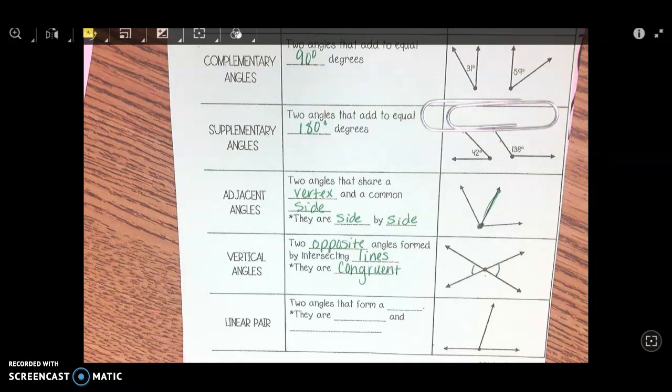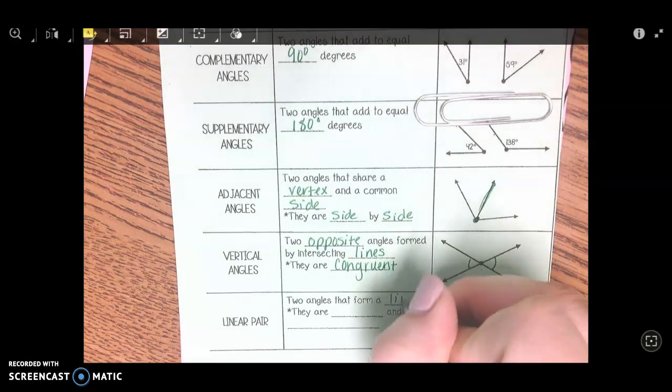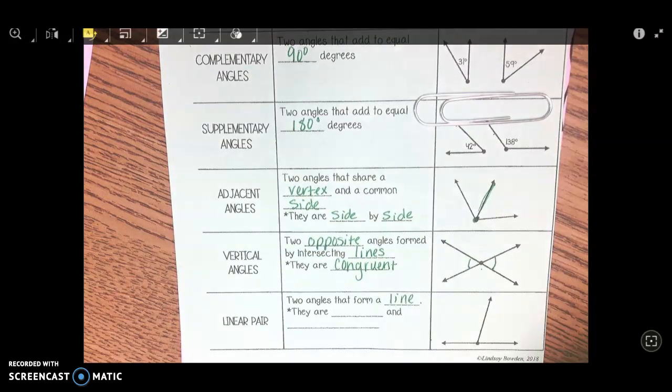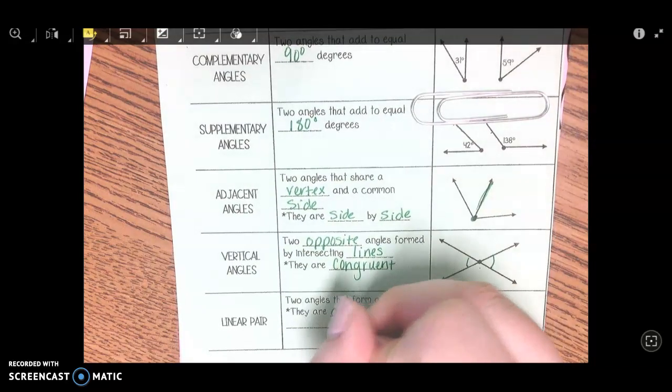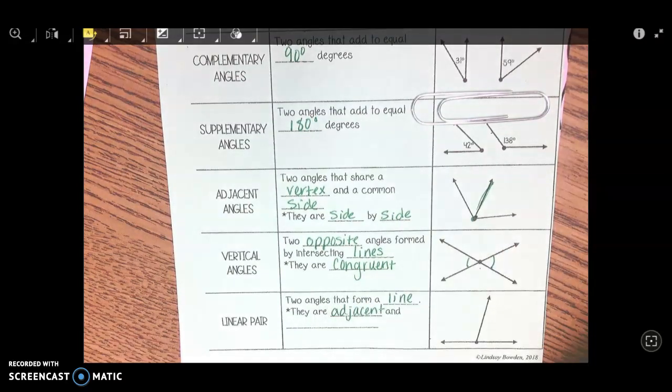And then the last one we have is a linear pair. Two angles that form a line. They are adjacent and supplementary.